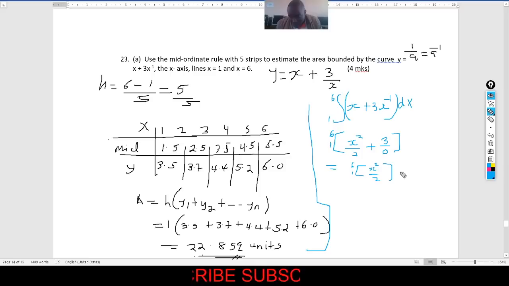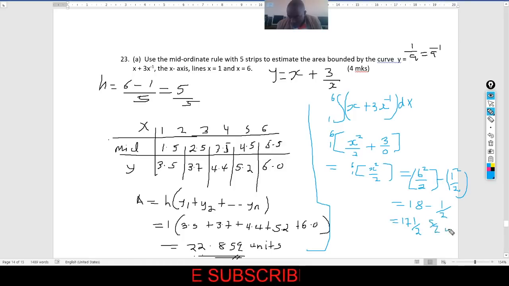So the area becomes 6 squared all over 2. Whatever you get, you minus 1 squared all over 2. So this one, 36 over 2 is 18, minus a half. So this gives you 17 and a half square units. That is by integration.